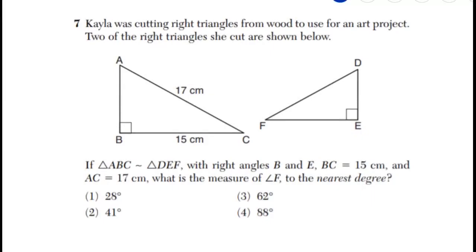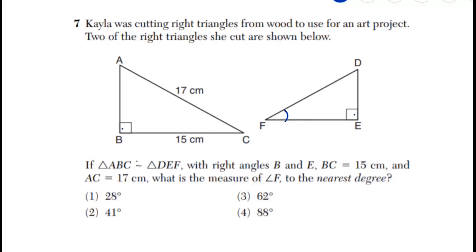All right, so for number 7, it looks like we're given 2 right triangles, and in the question, we know that they're similar. All right, so that's super important. That's something obviously we're probably going to need to know. They tell us we have right angles at B and E, and they give us the line segment lengths of BC and AC written right here, and we want to know the measure of F. Now, if you notice, they give us all the stuff for this triangle and nothing over here. So we're looking for angle F.